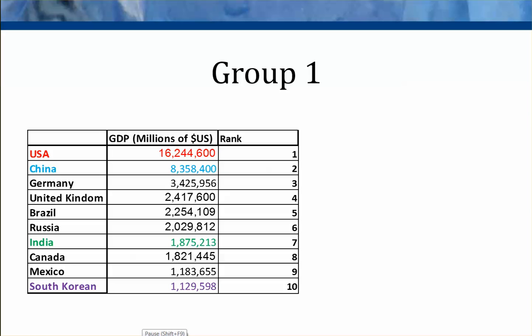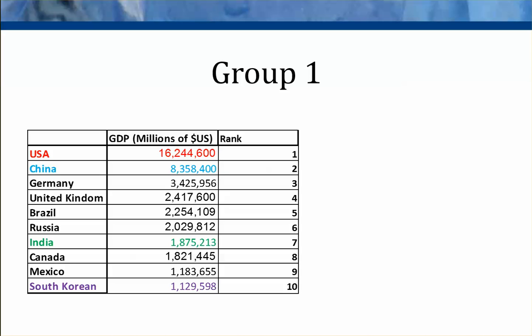In the previous video, we already started to talk about what America produces, and we focused on the GDP, gross domestic product. Here on this slide, I'm showing you the rank of the countries based on the GDP. The number one is the United States, which has 16,244,600 millions of US dollars, the number two is China, number three is Germany, and the number 10 is South Korea.